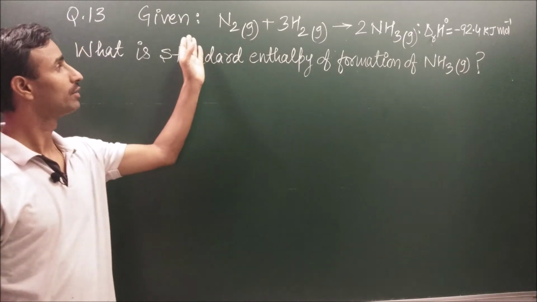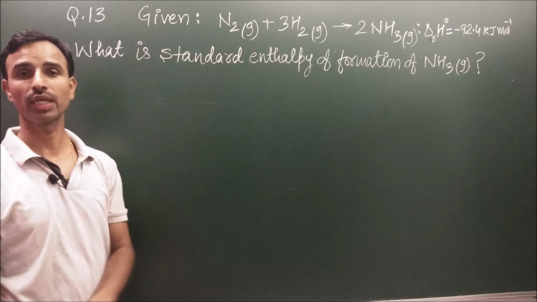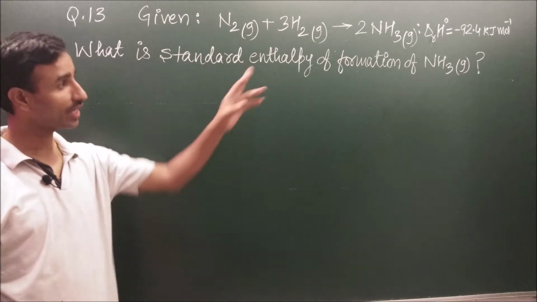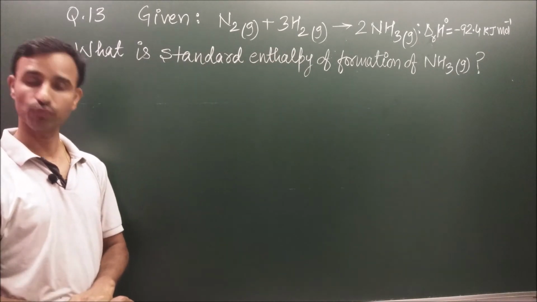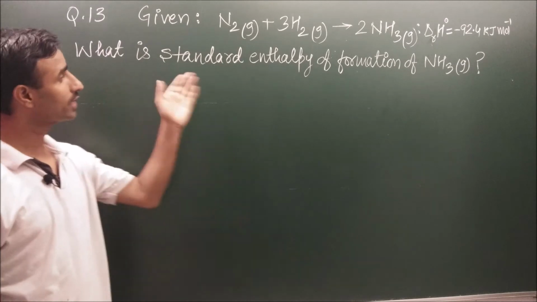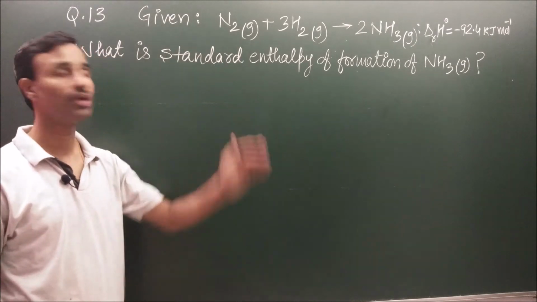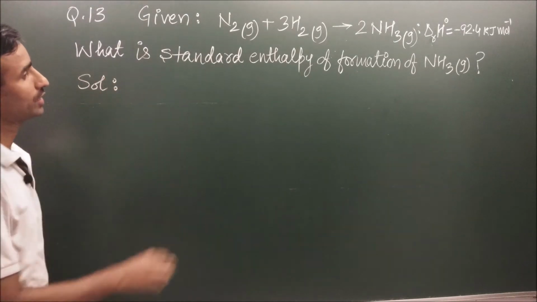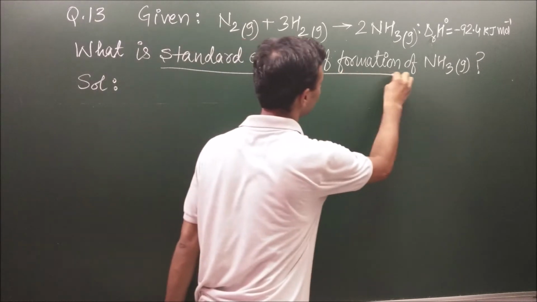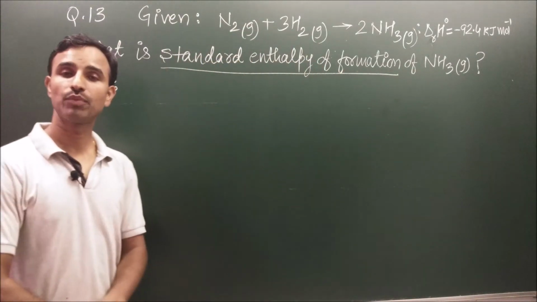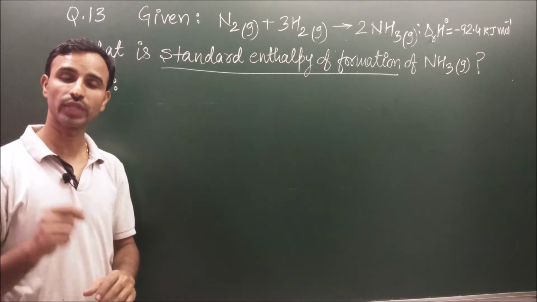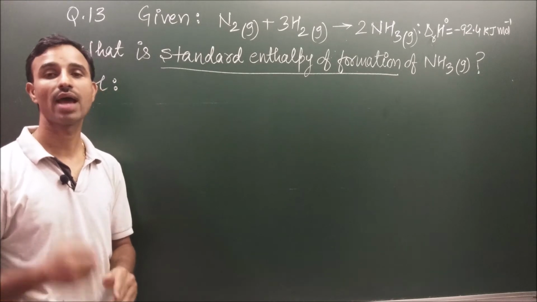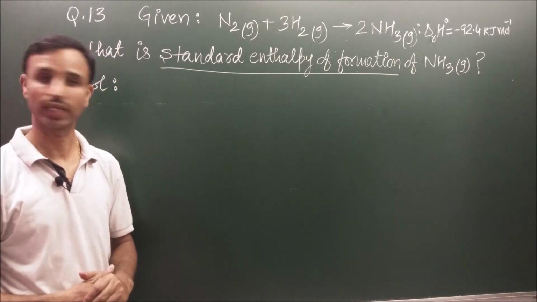The question is, given N2 gas plus 3H2 gas to give 2NH3 gas, the standard enthalpy of this reaction is minus 92.4 kilojoule per mole. So what is the standard enthalpy of formation of ammonia gas? So first understand what is standard enthalpy of formation. Standard enthalpy of formation is the amount of enthalpy change when 1 mole of compound is formed from its constituent elements in their standard state.